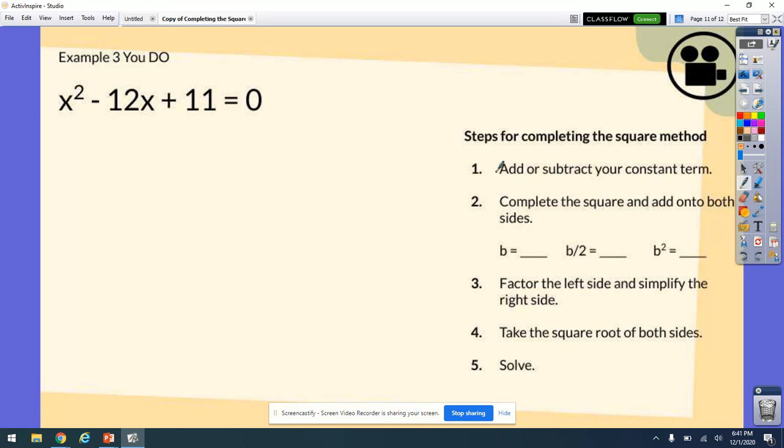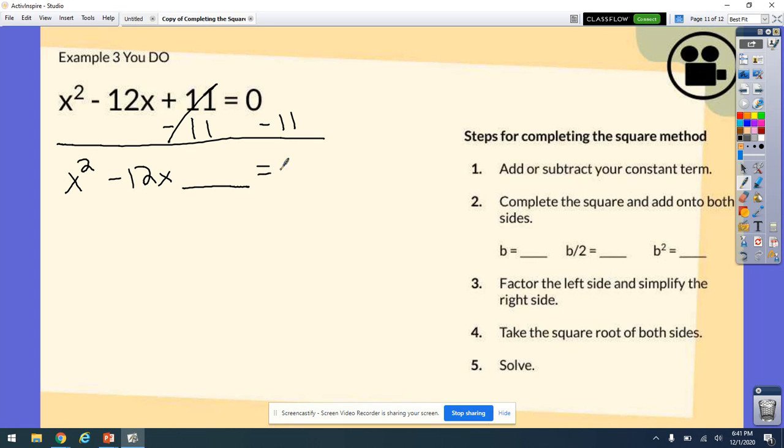All right, so here we go. Let's go ahead and work it through and see if you guys have it right. So I'm going to add and subtract my constant terms. I'm going to do negative 11 here, negative 11 on this side to cancel this and clear this space out. x squared minus 12x. I'm going to leave my little gap and negative 11. So there's that first step. First step, done. Now I'm going to do my complete the square.